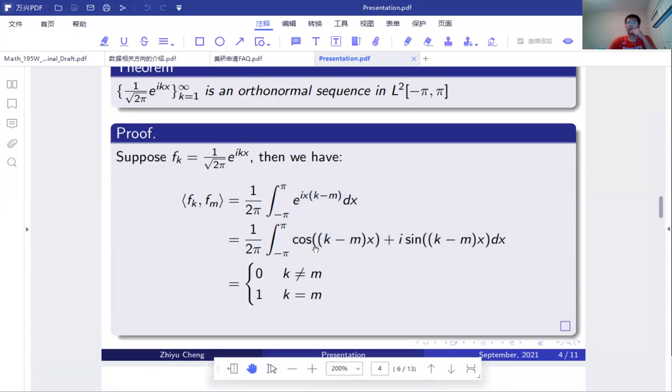If k equals m, we have the first one is 1 and the second one is 0. Then the integral is 2 pi times 1 over 2 pi, so it's 1. So when k equals m, it is 1. So we have f_k and f_m are orthogonal if k is not equal to m, and the norm of f_k is 1. So this sequence is orthonormal.